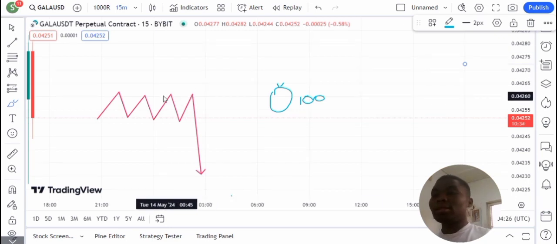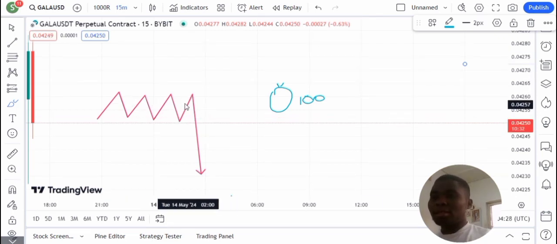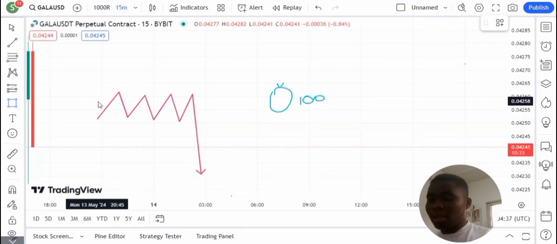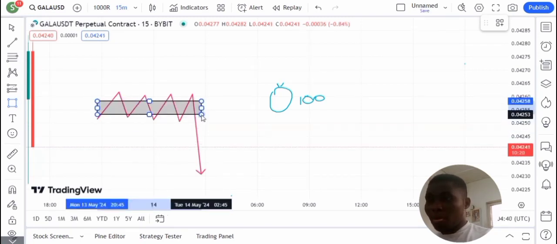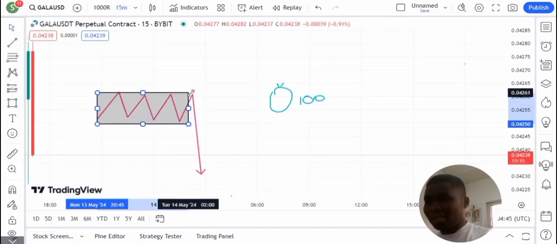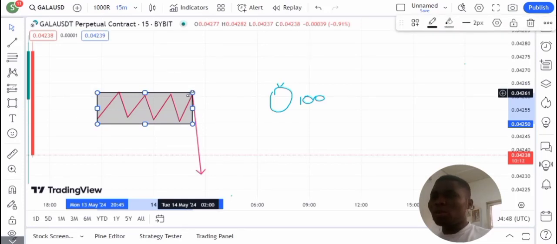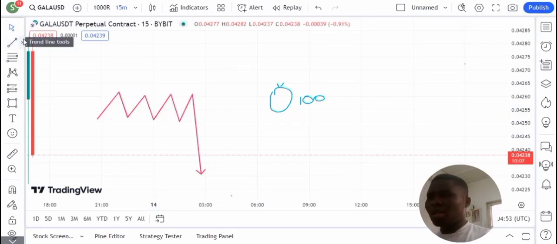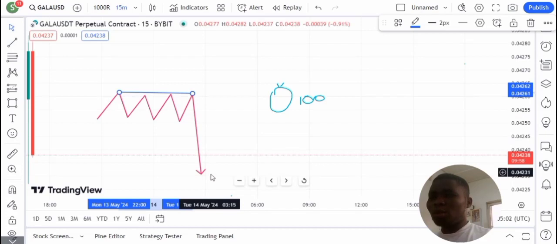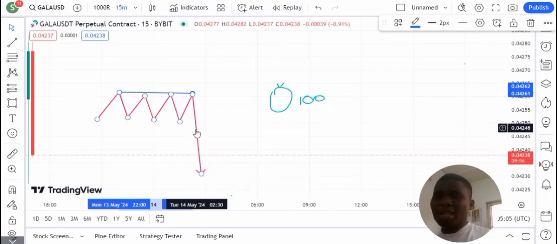Now when you look at my drawing here, this line is what they call liquidity. From here is what they call price balance. This is what they call price balance. If you look closely, you will see what I draw here. Understand? This is what they call the price balance. Then I will show you a price imbalance. Then this long candle here is a price imbalance.